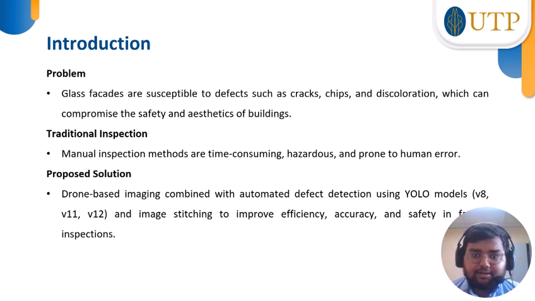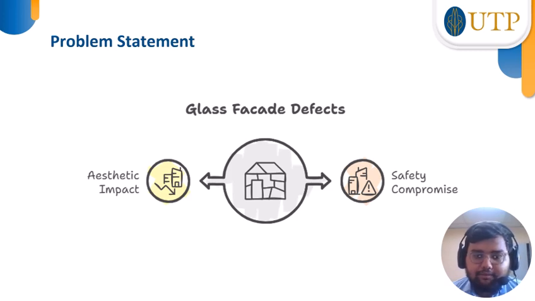for inspections. Talking about our problem statement, we have two main problems with the traditional methods of glass facade inspection. First is the aesthetic impact, then the safety compromise. In terms of the issues faced by tall skyscrapers and glass buildings, with more chips, discoloration, and cracks, the aesthetic value of the building decreases, and also the safety is compromised. In the same sense, using traditional inspection methods for tall skyscrapers, the safety of the inspector is also compromised. So with this in mind, we're going to solve these two problems.